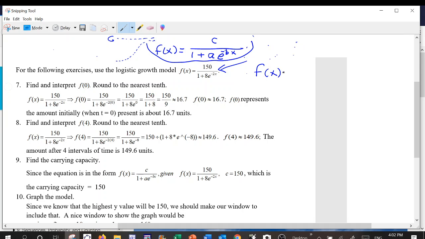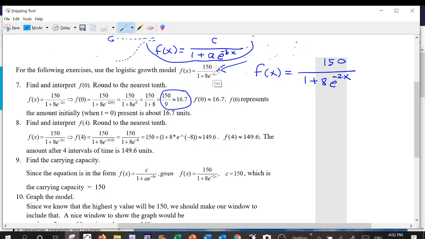In this problem we have f of x is 150 divided by 1 plus 8 e to negative 2x, right? All right, now f of 0 means if I put a 0 here for x, so that would be 1 because e to 0 is 1. 1 times 8 is 8. 8 plus 1 is 9. 150 over 9. What's 150 over 9? 16.7. So that represents the initial amount that was present when t was 0, or x was 0 in this case, right, when time is 0.